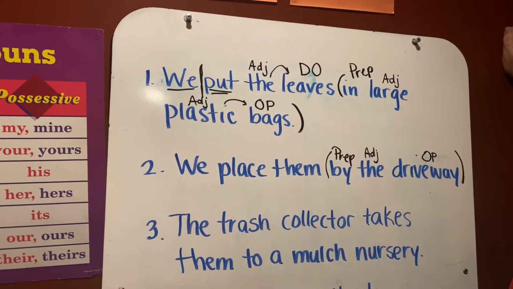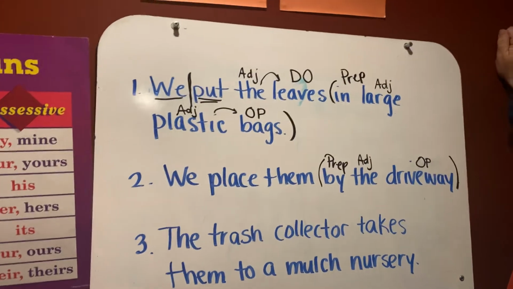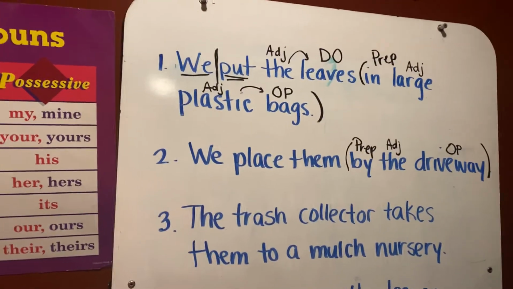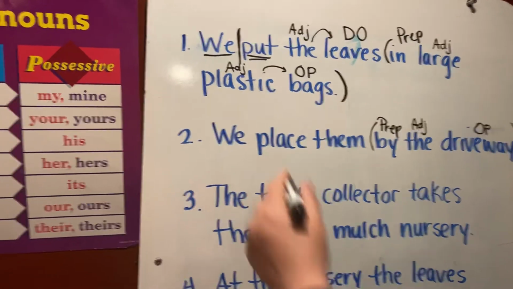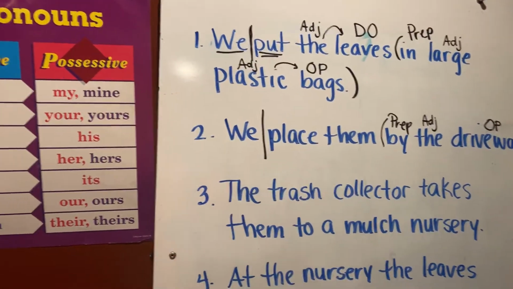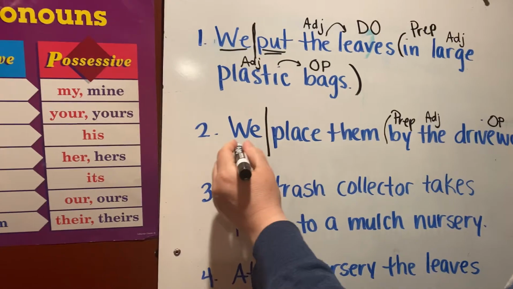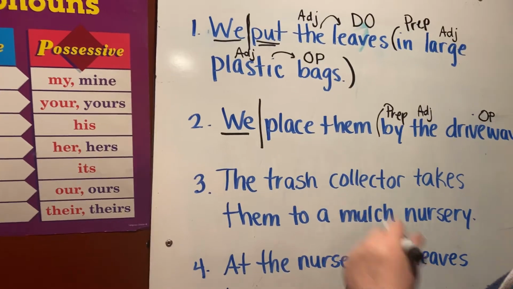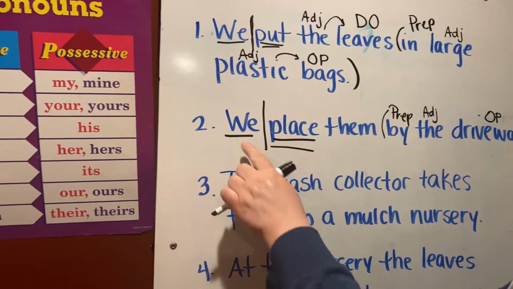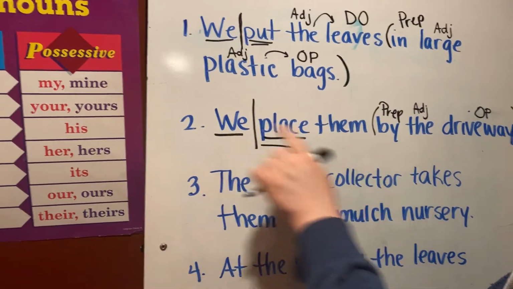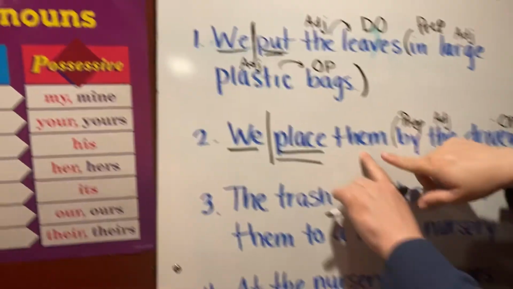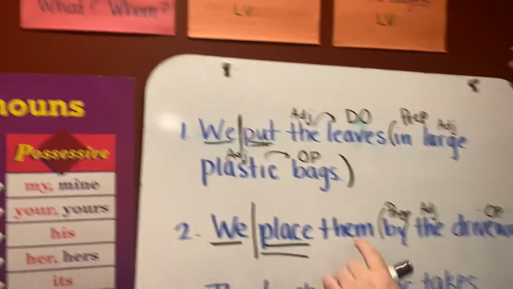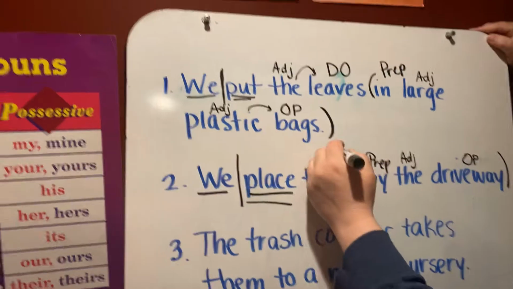describing driveway. Okay, now let's split the sentence. We place them by the driveway. Where does the subject end and the predicate begin? After we. So what is our subject? Our subject is we. What do we? Say it out loud: place. What do we place? We place them. Place is an action verb. It answers the question what, so them is our DO.